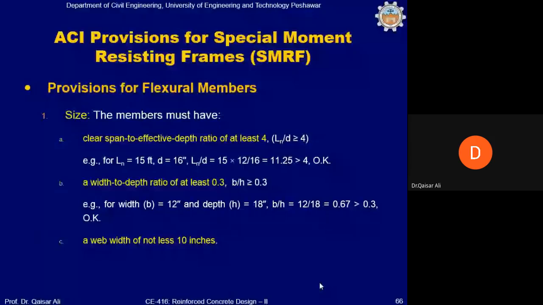Finally, the width of the beam, which is part of the special moment resisting frame, shall be at least 10 inches in order to avoid any congestion of steel to be placed inside the beam.